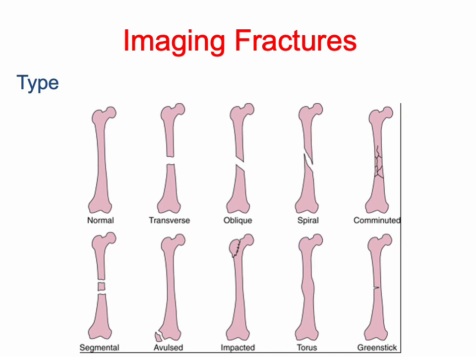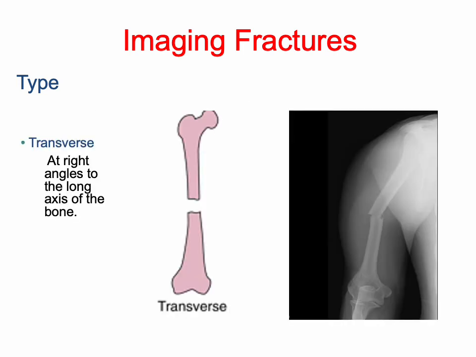Avulsed means that there's essentially a bit of bone that's been torn off by contraction of a muscle. So usually where ligaments insert, if there's been forcible contraction of a muscle, it can sometimes pull bits of bone off. Impacted means that the two fracture fragments have kind of been impacted. Torus is sort of a buckle fracture, and greenstick is a particular type of pediatric fracture where you have a break of one cortex and bend of the other cortex.